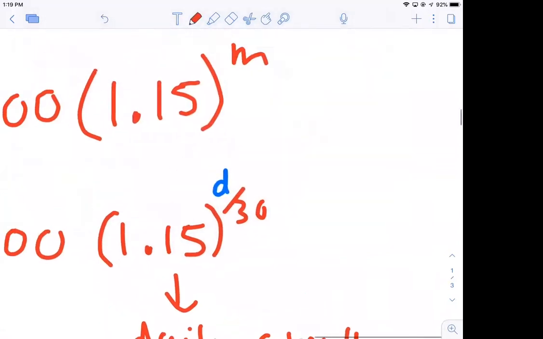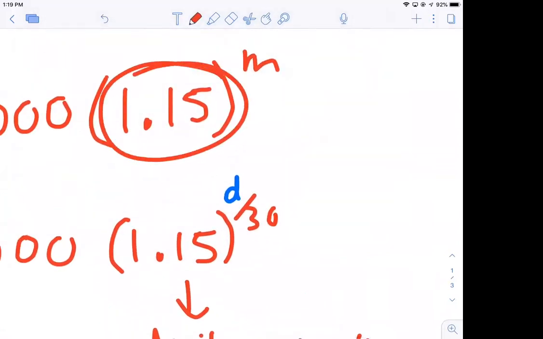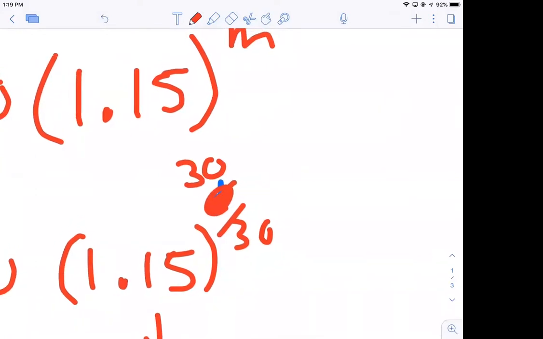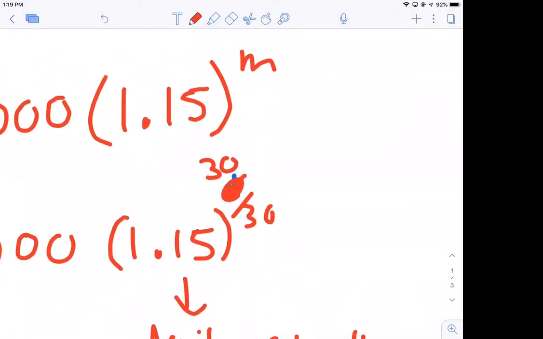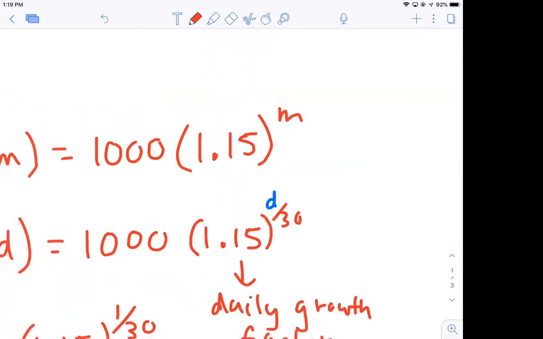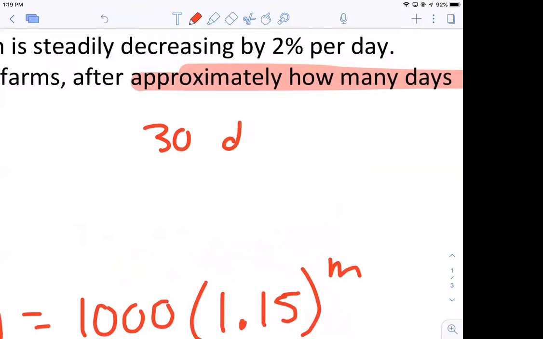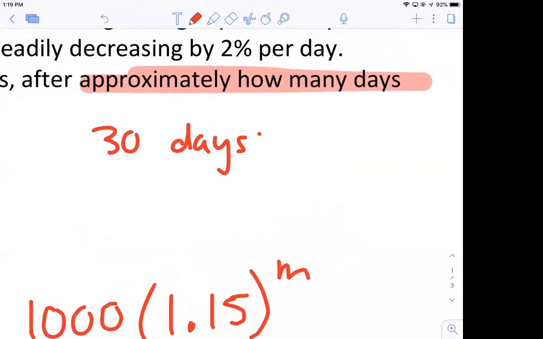In 30 days, I'm going to grow by 15% because 30 days is equal to a month. So I can replace that D with a 30, and it's 30 over 30. So in 30 days, we grow by 15%. In 60 days, or 2 months, we're going to grow by 15% 2 times. So really what we just did is a unit conversion again. We know 30 days is equal to 1 month.